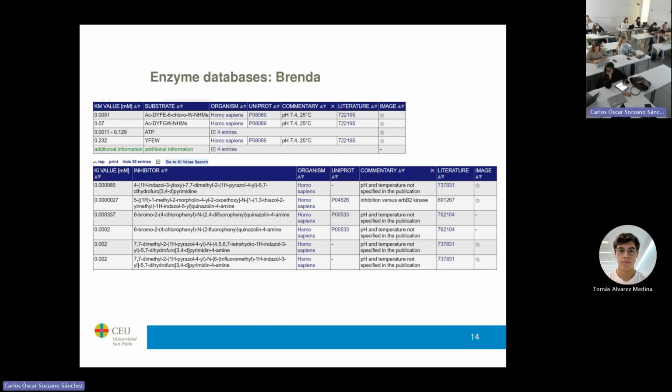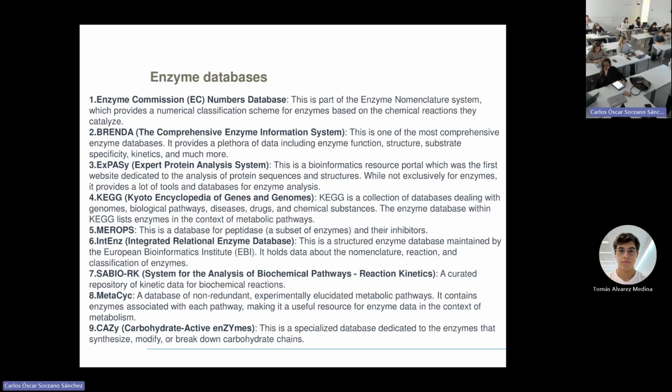And you also have Ki values. So this reaction is interfered by all these compounds. And here you have the Ki values of that interaction. Okay, and there are a lot of enzyme databases. So this is the list of classification of enzymes. Brenda is a database of enzymes, and there are many others. Any questions to me?